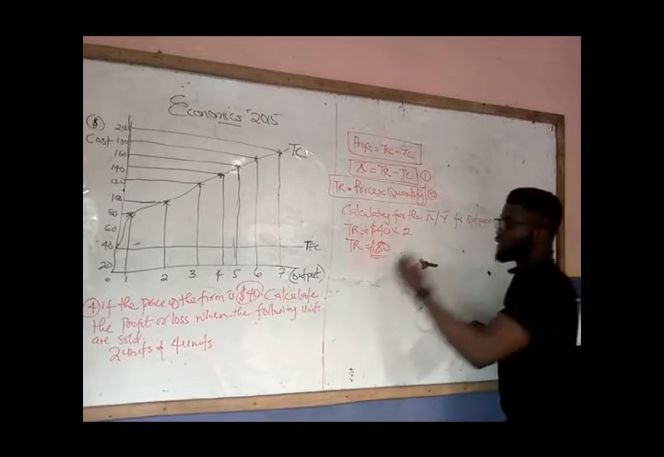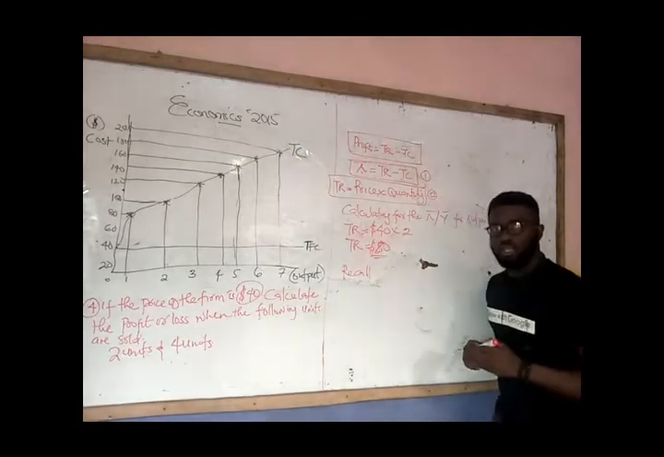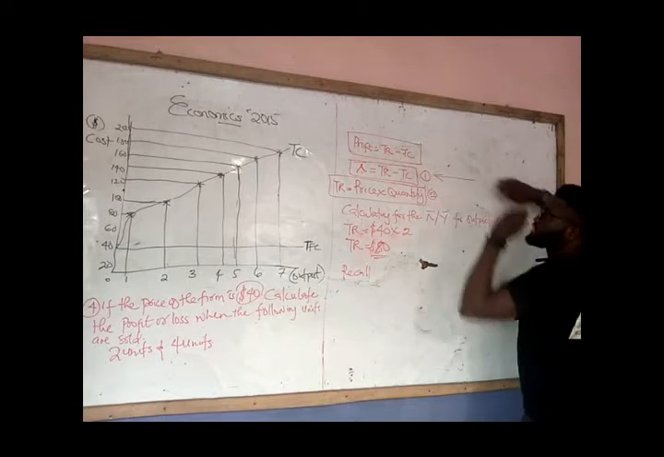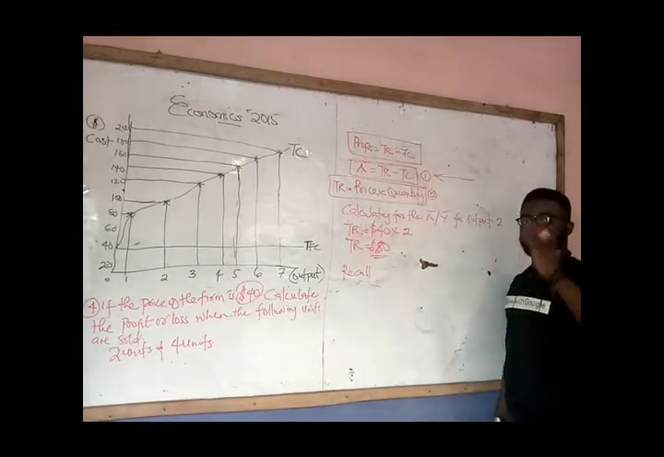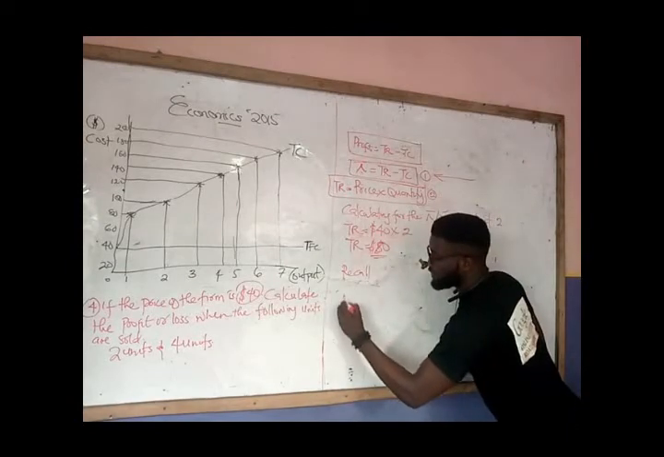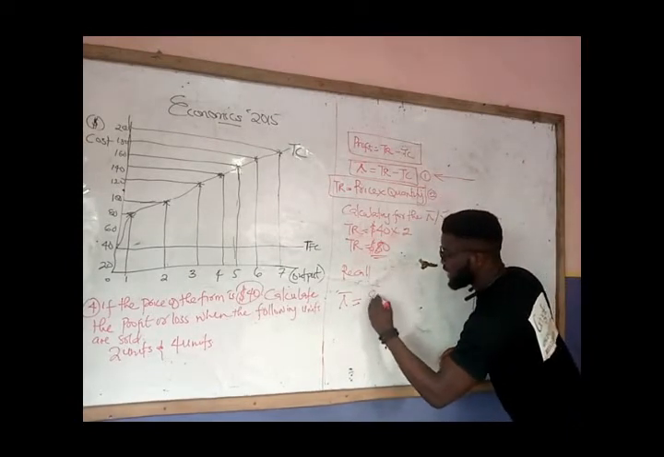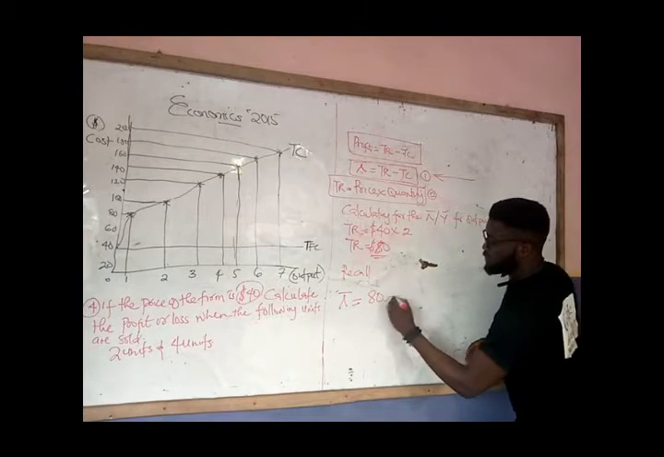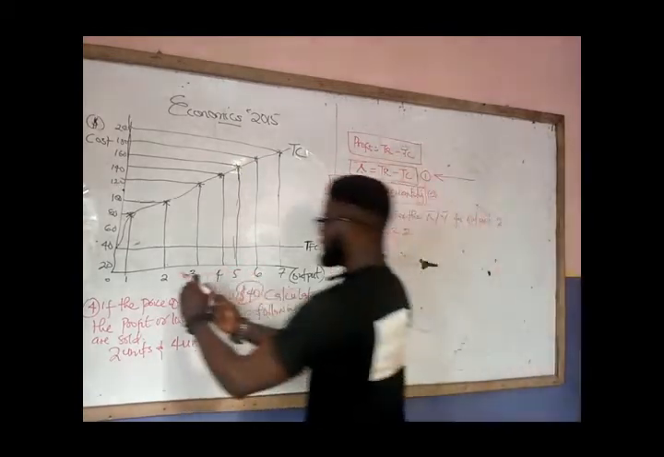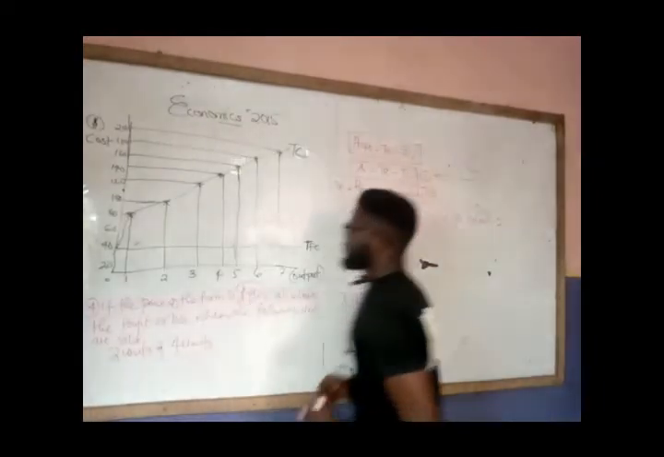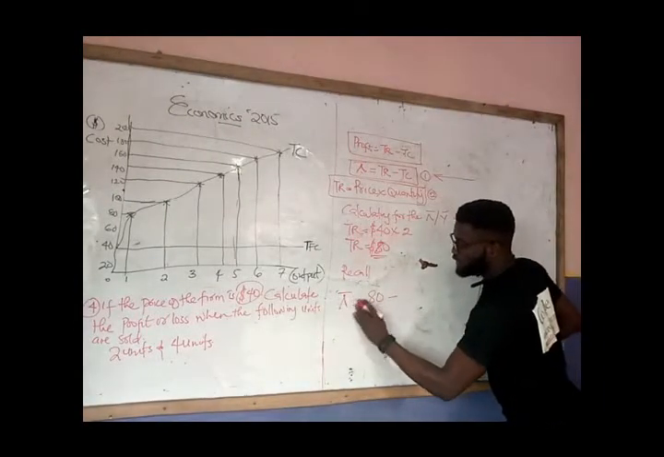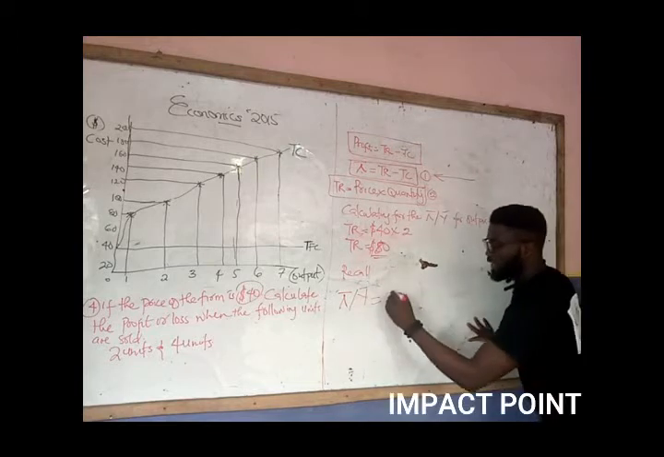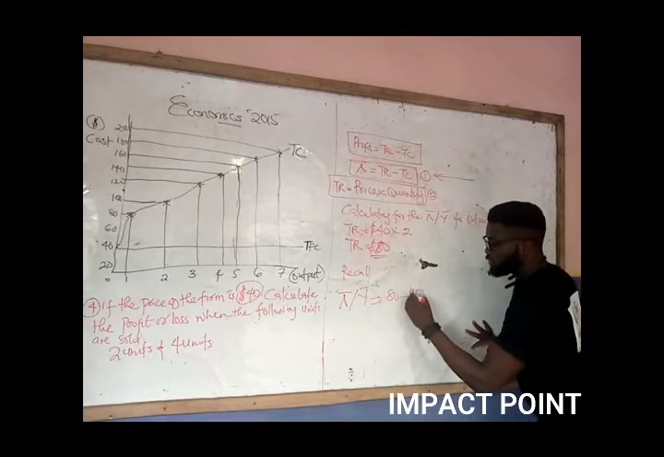So now recall. When I say recall, you also say recall. Now we are recalling the formula: profit equals TR minus TC. So profit equals, don't forget, your TR is 80, minus. What's the TC at 2? The TC at 2 is 100. So we say profit or loss equals 80 minus 100. Don't forget the dollar.